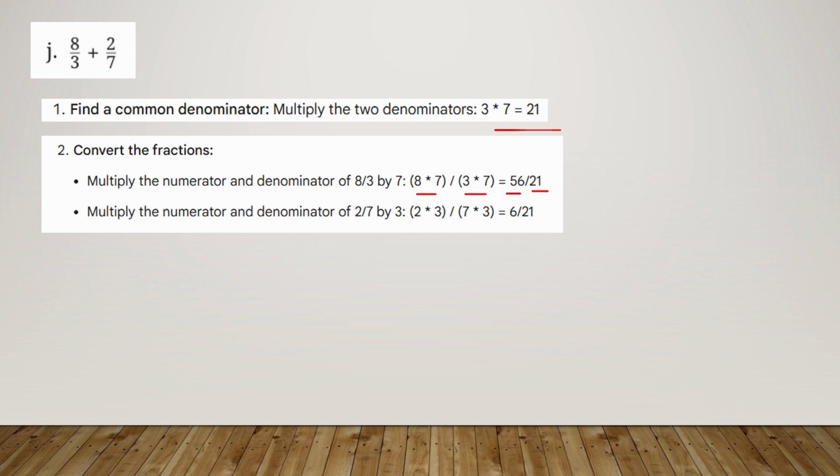Then, consider the next fraction 2 by 7. We have to convert this fraction into an equivalent fraction such that the denominator is 21. See, 7 into 3 is 21. So, you have to multiply numerator also by 3. Here numerator is 2. 2 into 3 is 6. So fraction becomes 6 by 21. Then add the fractions. 56 by 21 plus 6 by 21. We will get 62 by 21. We can simplify this as 220 by 21.